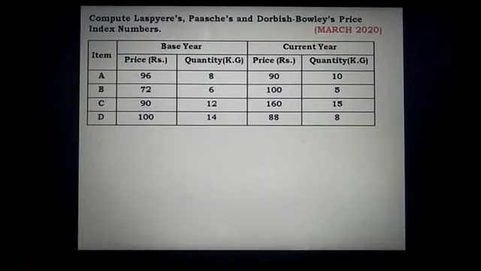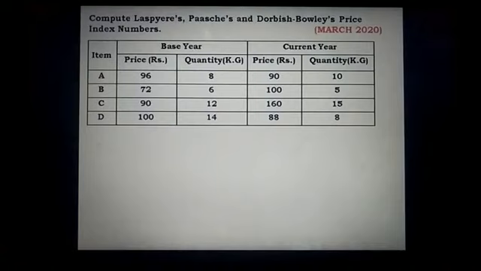Once again, the Laspeyres', Paasche's and Dorbish-Bowley's formula which you write will be 3 marks, and the end answer again 3 marks, total 6 marks. The calculation of the required columns and the sum of those values will give you another 4 marks, which in turn makes 10 marks.